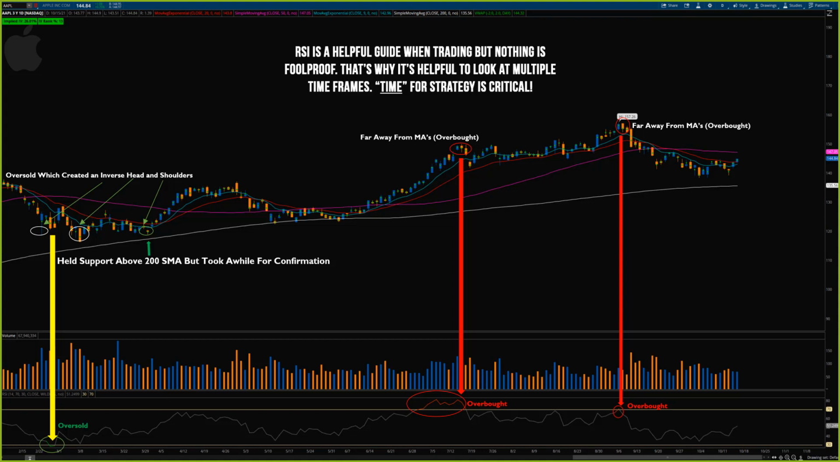So when price gets overbought, it's way up there, and you'll see many times it pulls back. Then look at what happens when it's overbought or oversold. Overbought, many times it pulls back down to those moving average lines.